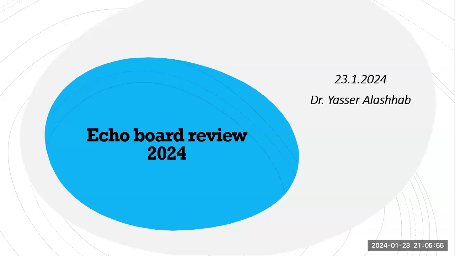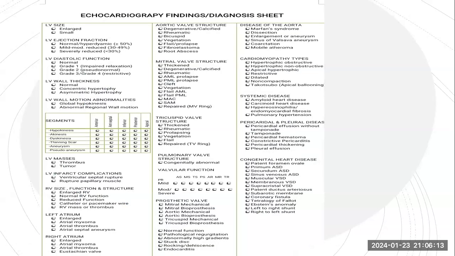Even if you could not conclude what the diagnosis is at the end, at least you can tell what the finding is, because there will be some very obvious finding that you can pick. So this is the sheet that you have, and you have to answer based on this.